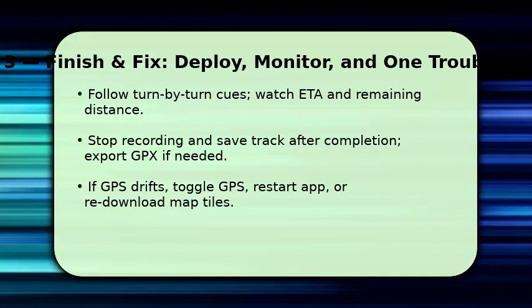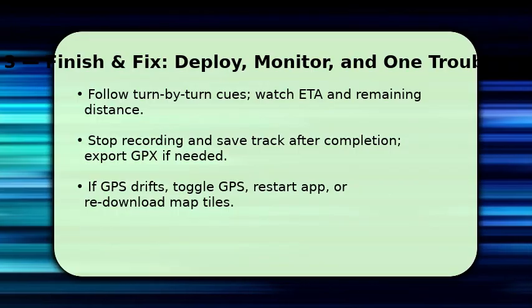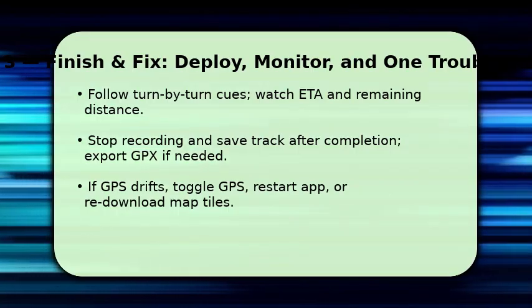If the app shows drift or inaccurate location, try toggling GPS off and on, restart the app, and if needed, re-download the offline map tiles. These steps usually fix positioning issues and preserve your completed quest data.